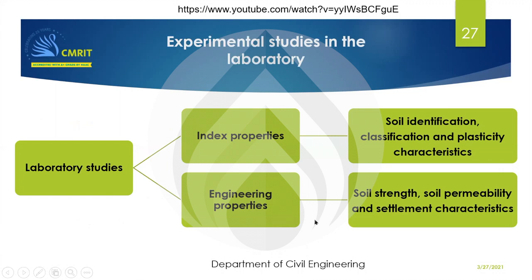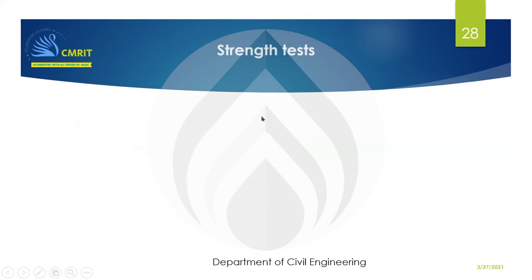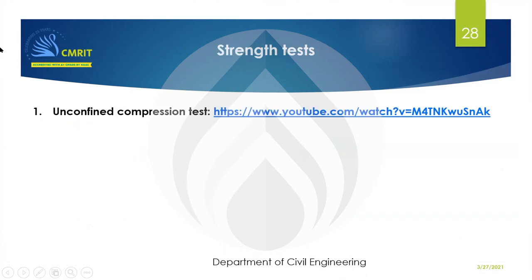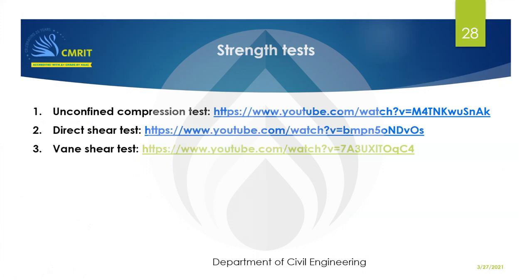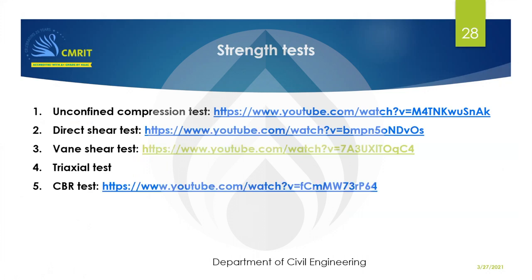Now, coming to the laboratory test, I have told you the first part. Now, let us go ahead with the second part. I'll just quickly touch upon that. In order to determine the strength, we have the unconfined compression test, direct shear test, vane shear test, triaxial test, CBR test. I have not put a tab for triaxial because you can have so many variations, and to do a proper consolidated undrained test itself, it will take around 28 days.